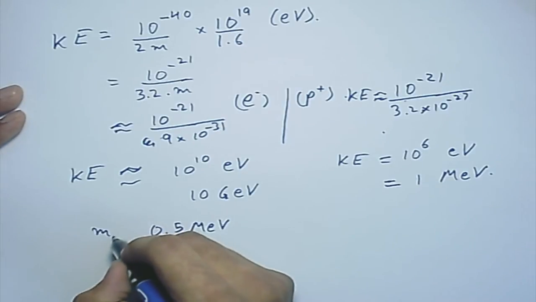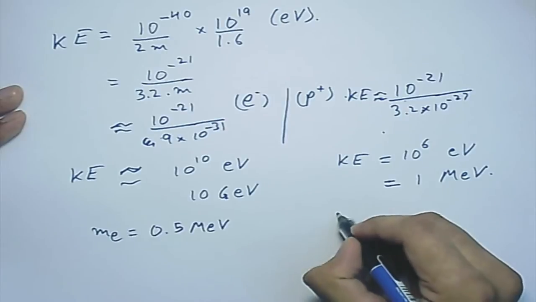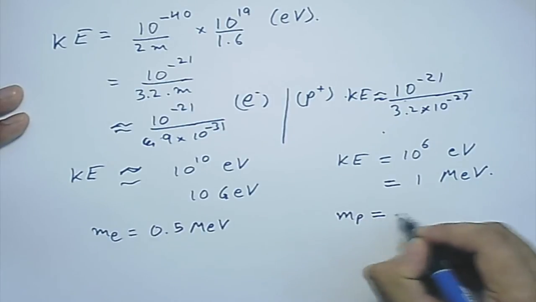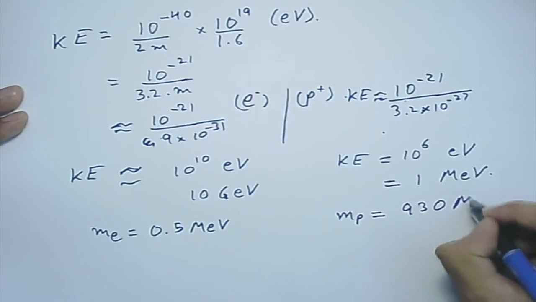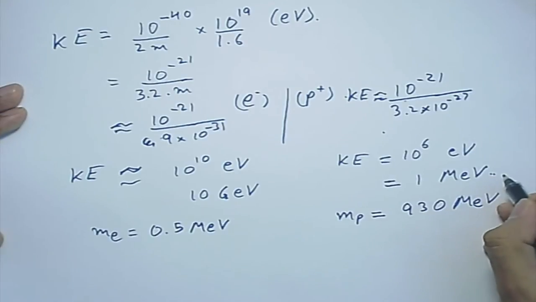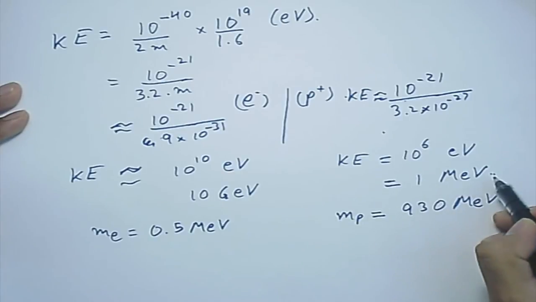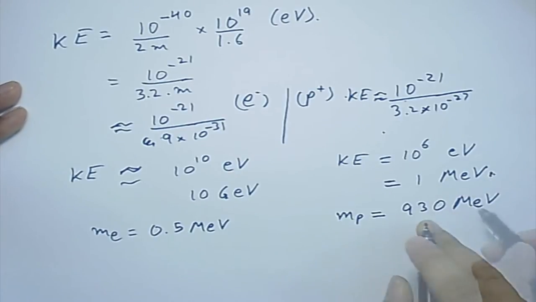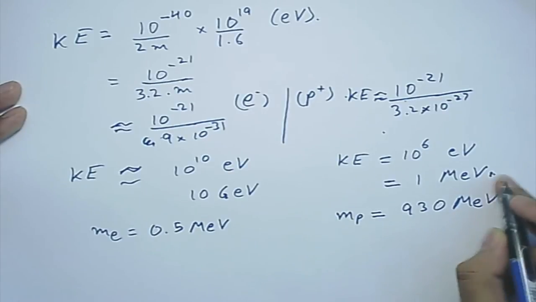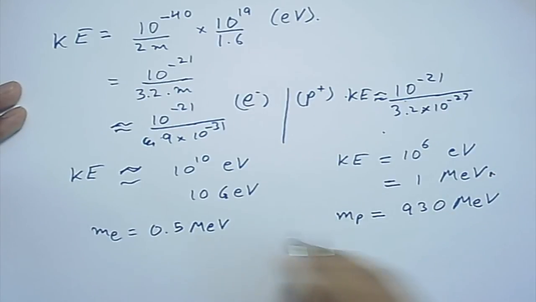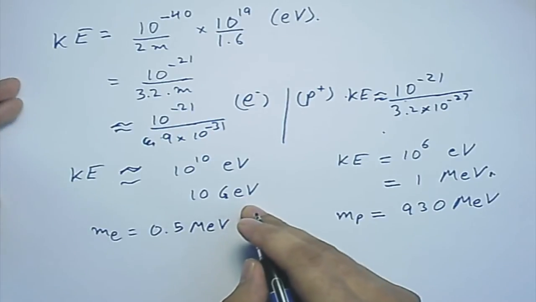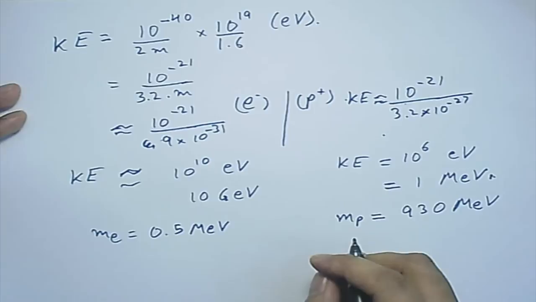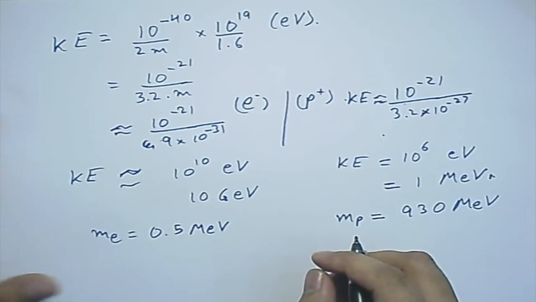I'll write this down, mass of an electron. A proton's mass is given, about 930 mega electron volts. So this is very physical as compared to the kinetic energy of the proton that we have observed. It makes a lot of sense for a proton to have such a kinetic energy and for an electron to not have such a kinetic energy, since the electron cannot be restricted in such a small area.